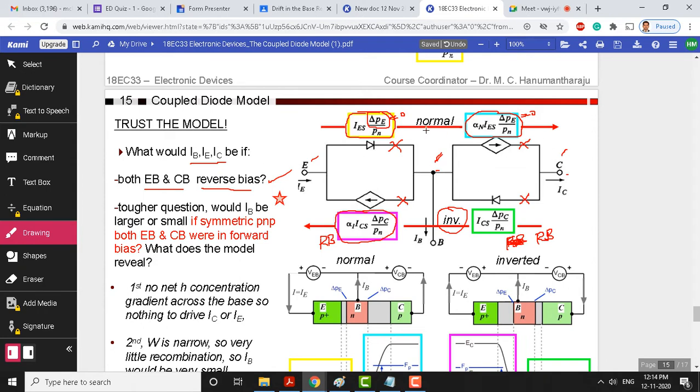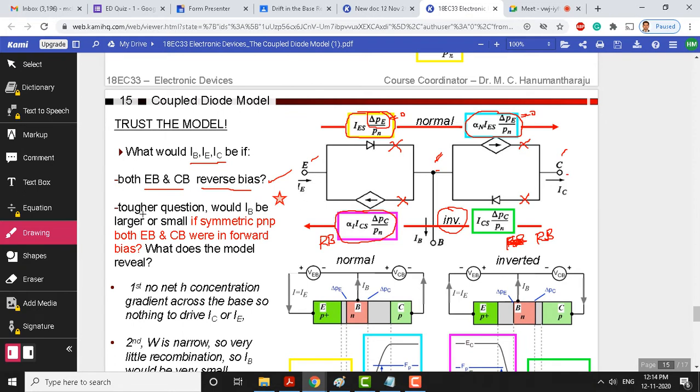So, this model helps us to analyze complex circuits also. Whenever you want to analyze a BJT based circuit, which contains resistors, capacitors, you can plug this model in place of the BJT and make an analysis. Suppose the emitter base junction is reverse biased and the collector base junction is also reverse biased, under such a condition the BJT will act like an open circuit.